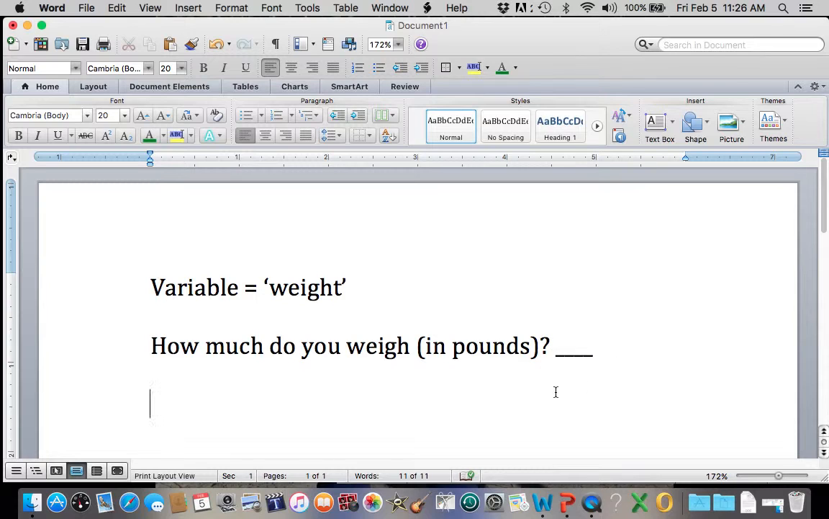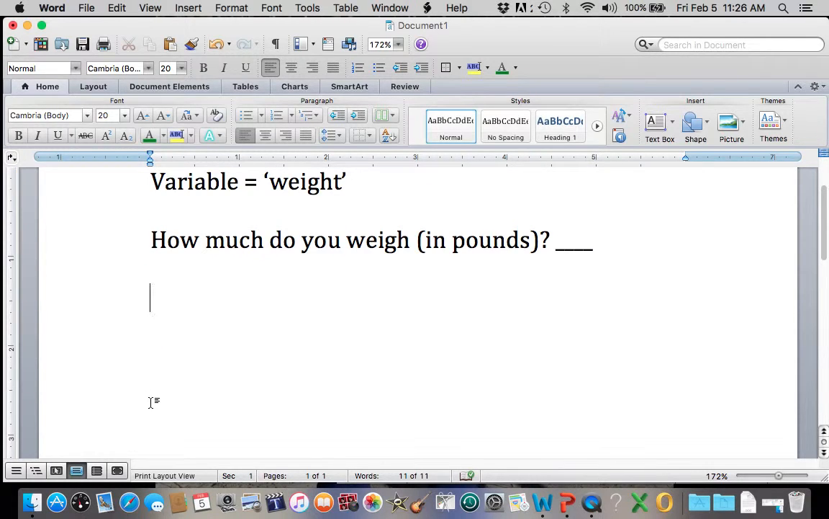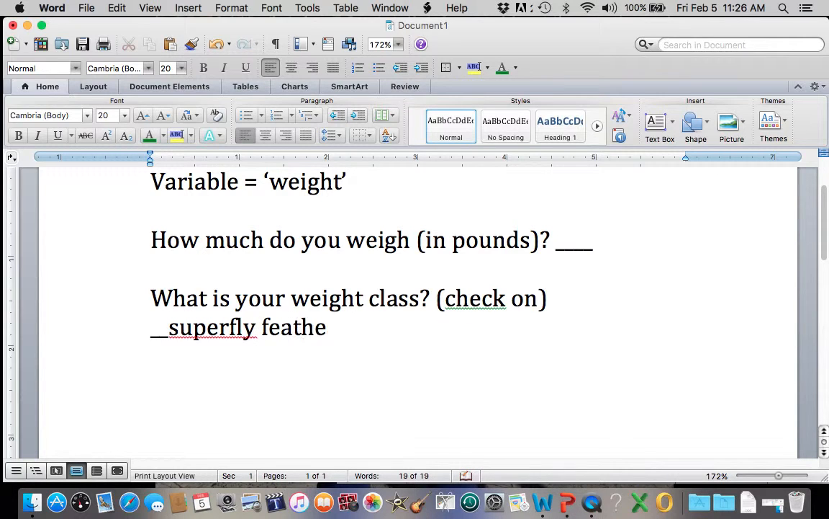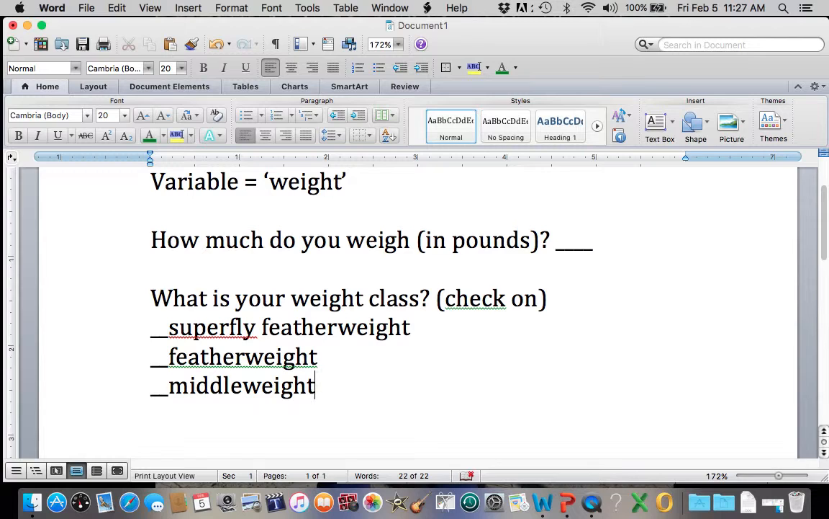However, if I phrase the question like this, what is your weight class? Check 1. Superfly featherweight, featherweight, middleweight. That means the way I phrase the attributes, superfly, feather, or middle, has a rank order. Middle is more than superfly, for example. Therefore, this way would be worded as an ordinal level of measurement. Let's practice on the following slides.